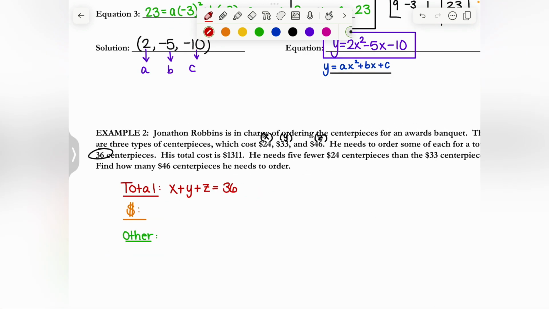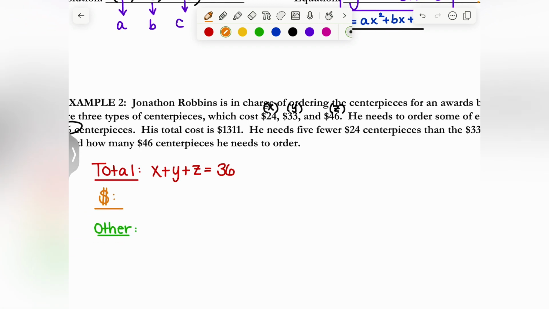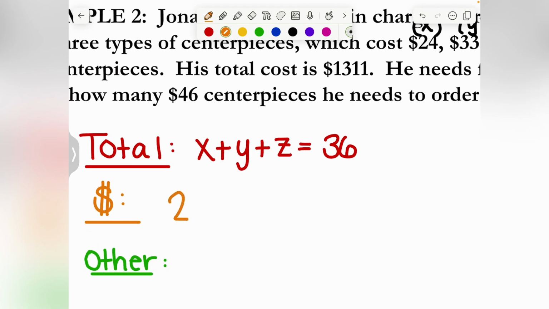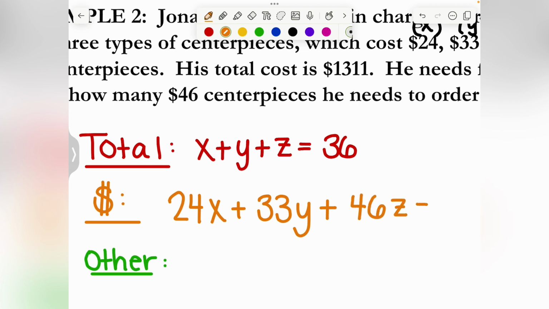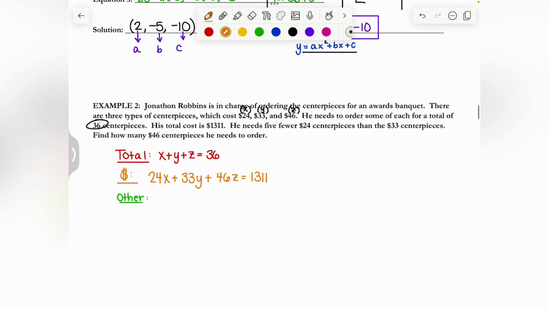You're also going to look for a money type of equation. In this one, it gives me the price of each type of centerpiece, and it also gives me how much they spent. So we're going to make an equation with that. It's $24 for the X centerpieces, $33 for the Y centerpieces, and $46 for the Z centerpieces, and they spent a total of $1,311. So that is my second equation.